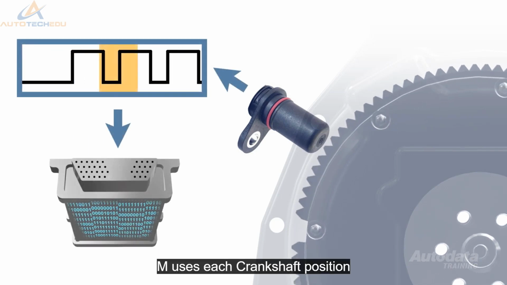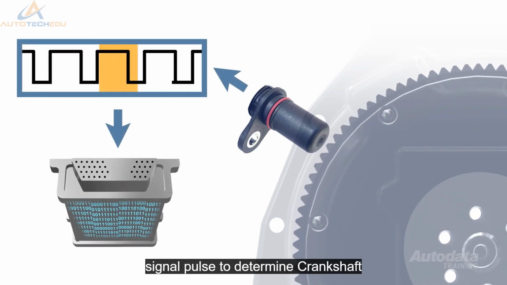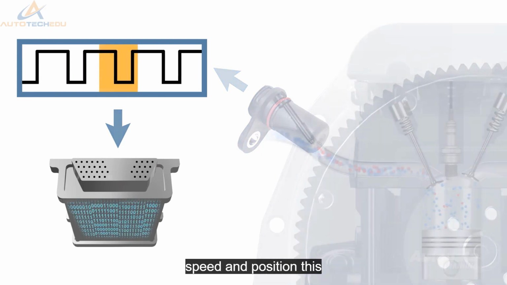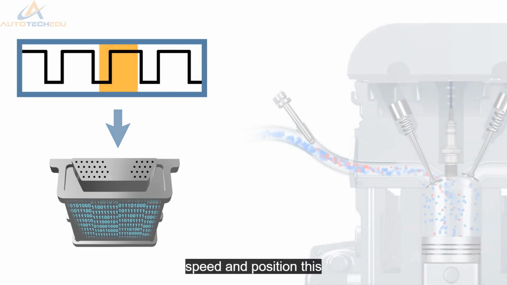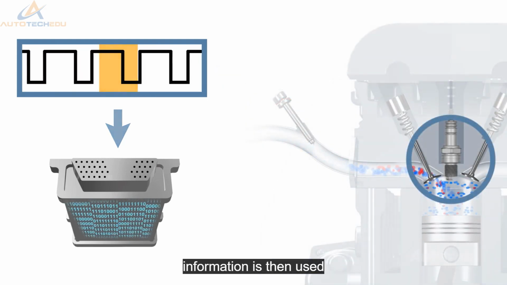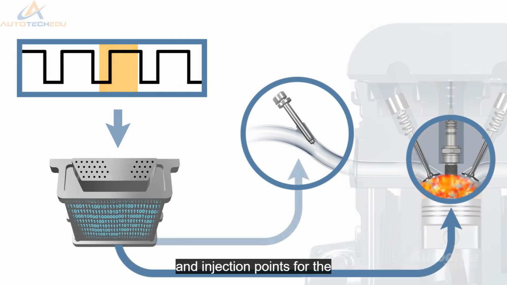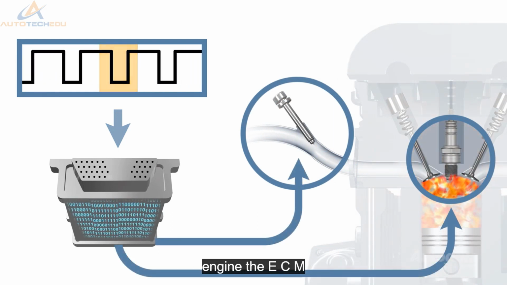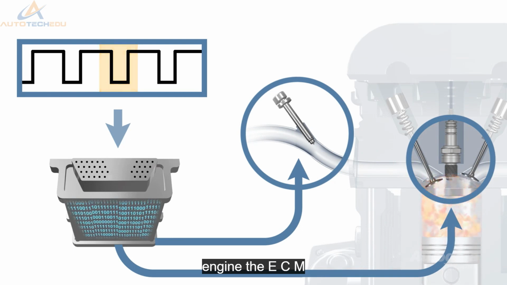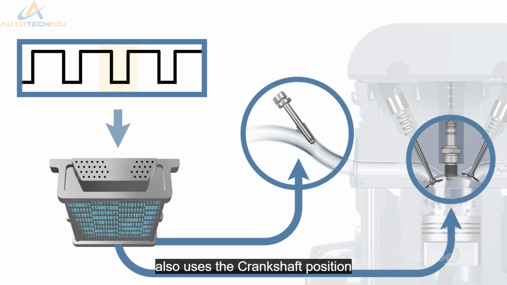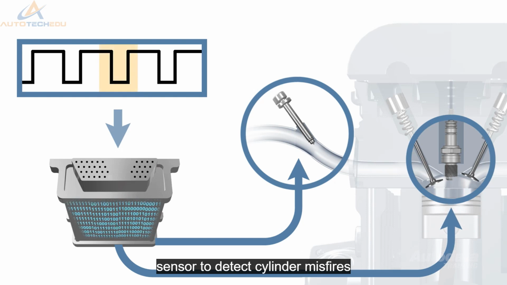The ECM uses each crankshaft position signal pulse to determine crankshaft speed and position. This information is then used to determine the optimum ignition and injection points for the engine. The ECM also uses the crankshaft position sensor to detect cylinder misfires.